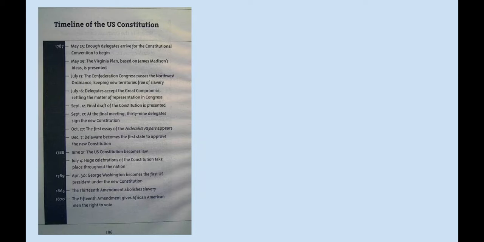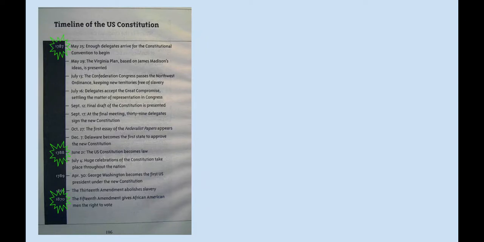And so this says the timeline of the U.S. Constitution. And so if you pay attention to the date up at the very top, it says 1787. And then it's got a bunch of months and days of things that happened in 1787. Then you can notice the next year is 1788. And then the timeline makes some big jumps, and all of a sudden it's 1870. It says the 15th Amendment, which is the 15th Amendment to the Constitution, gives African American men the right to vote. So that's something that happened after the U.S.